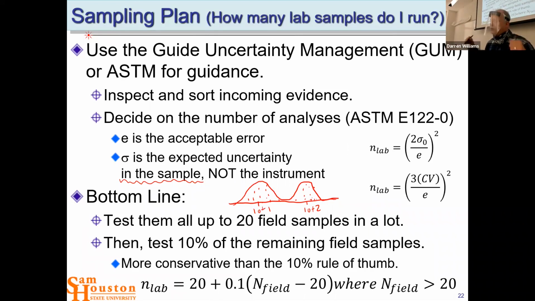So this is called a sampling plan. This is how you decide whether you do 10 samples, 100 samples, or 50 samples, or whatever. But you're probably going to do 20 at least if you have 20 bags.